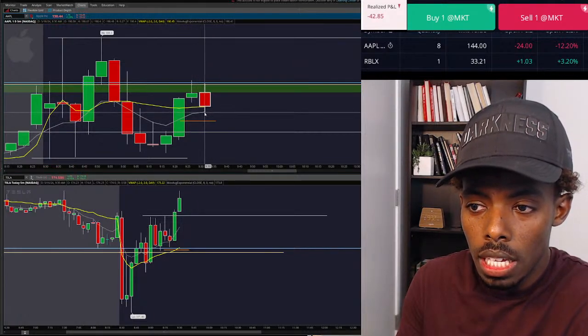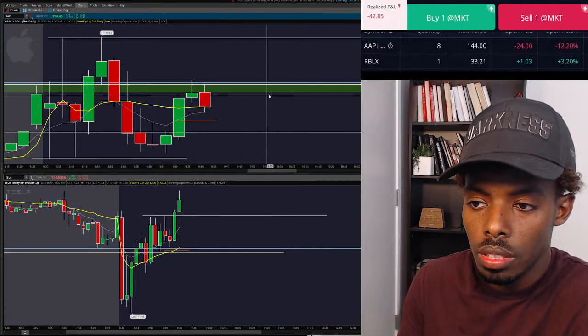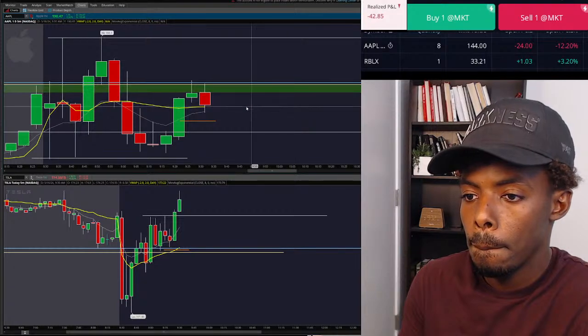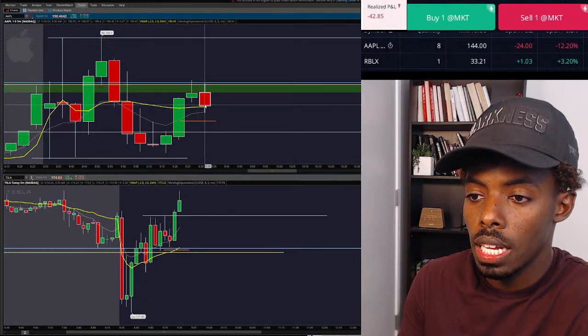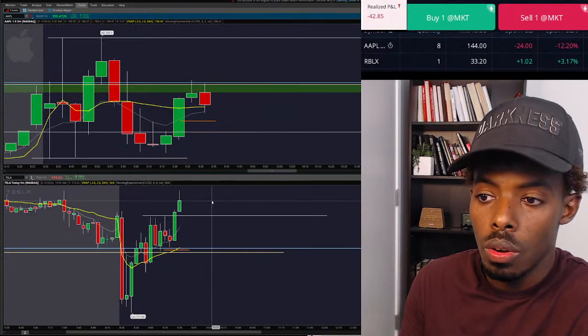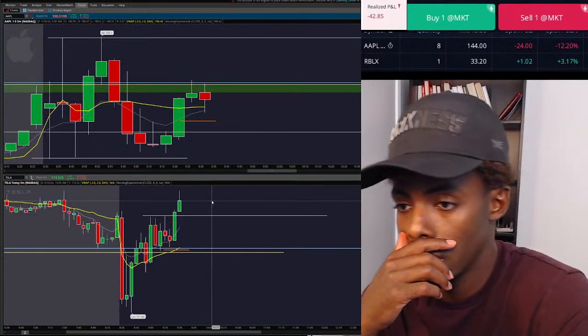Are we gonna hold the ADMA? Seems to be struggling, so we'll see what happens. Nice, beautiful. We got a push back up above the VWAP. That's good, but we have to wait for this candle to close and see what happens.